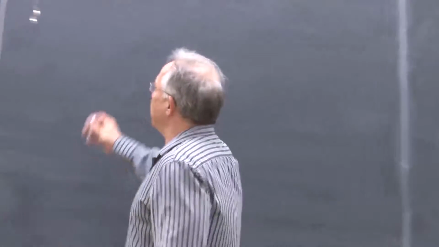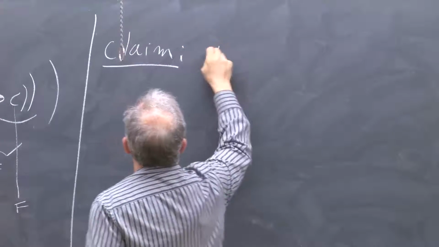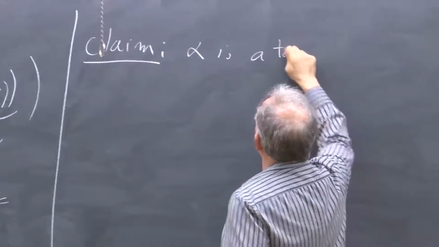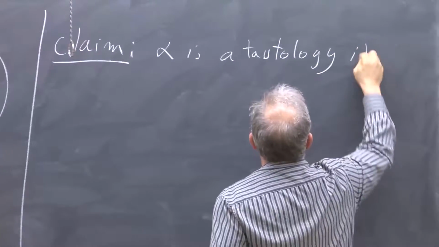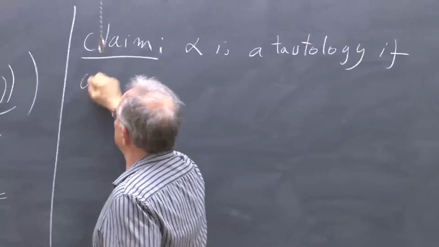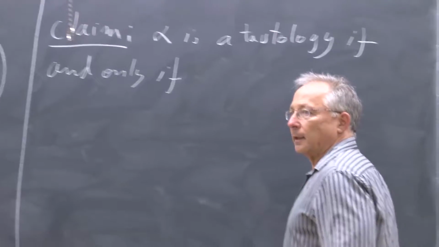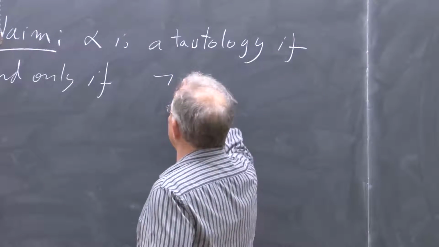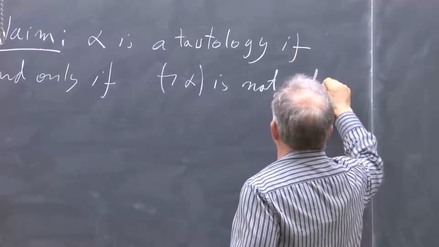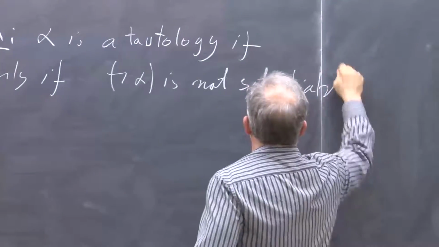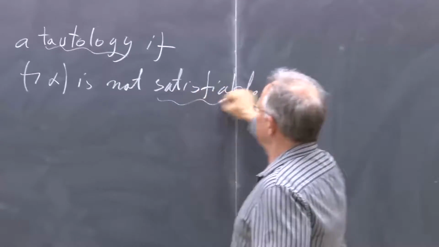So here is a very simple claim. Alpha is a tautology if and only if the negation of alpha is not satisfiable. So we have a relationship between being a tautology and being satisfiable.